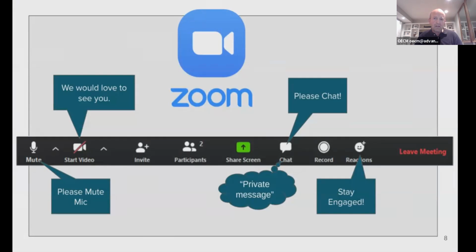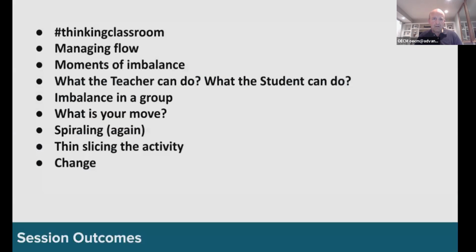And yeah, so these are the goals for today. Talk a little bit about the thinking classroom, managing flow, moments of imbalance, what you can do, what the students can do, what happens when you have imbalance in a group, a little activity on what is your move. I'm going to plug spiraling again, of course. I'm going to talk about thin slicing and an activity, and then maybe about how you can change from where you are to where you want to get to.